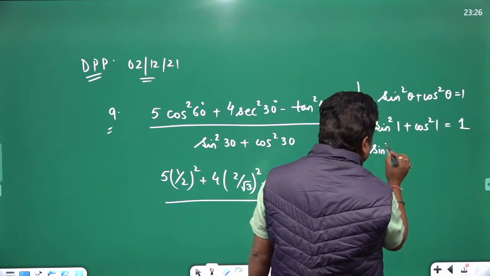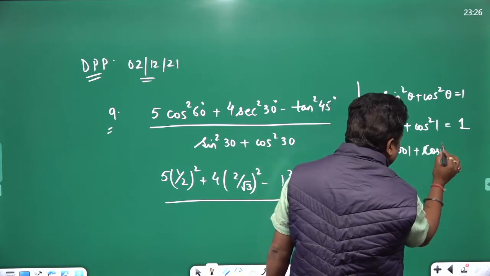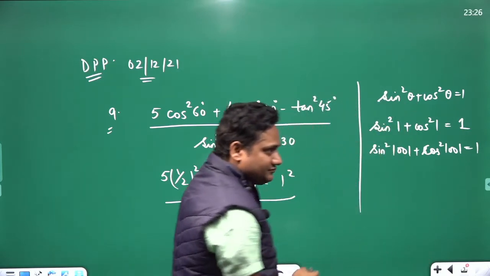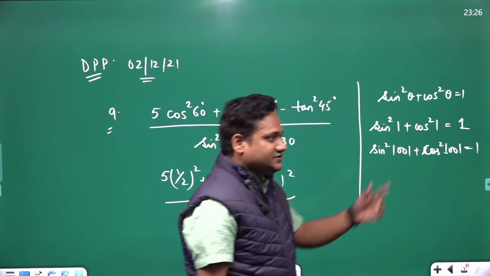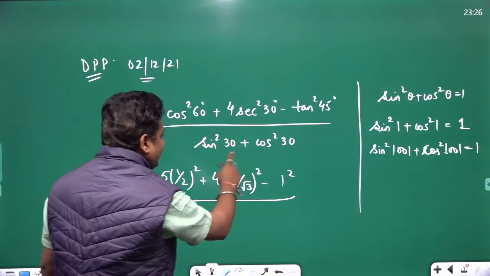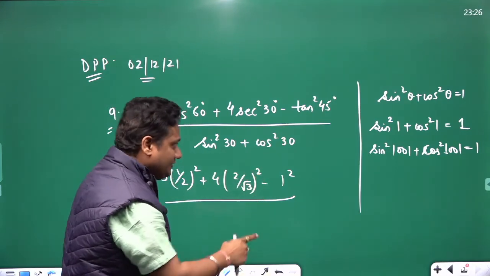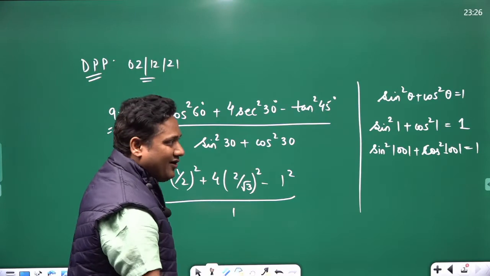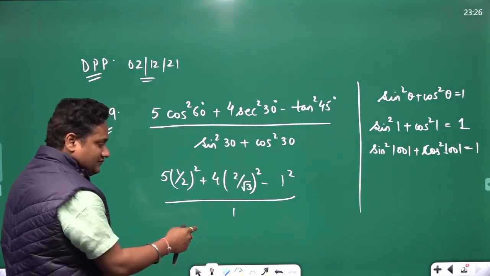Sine square 1001 plus cos square 1001, the answer is again 1. Right? Are you getting the point? The theta must be same. When theta is same, the answer is always 1. So you can directly say, with the help of an identity, this is always equal to 1. Or another way, you just put the value. This is one of the ways.